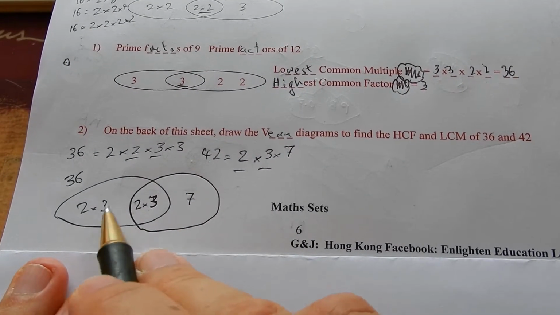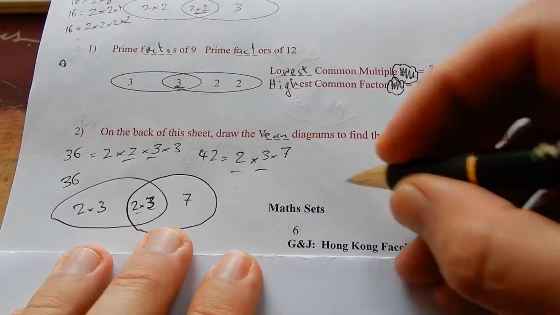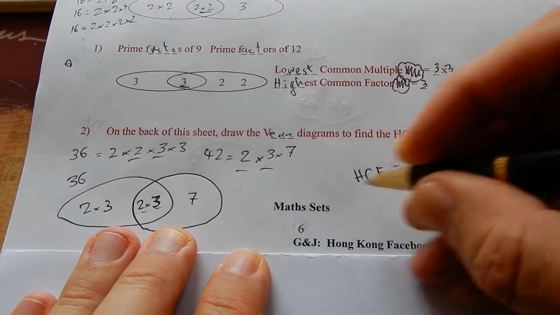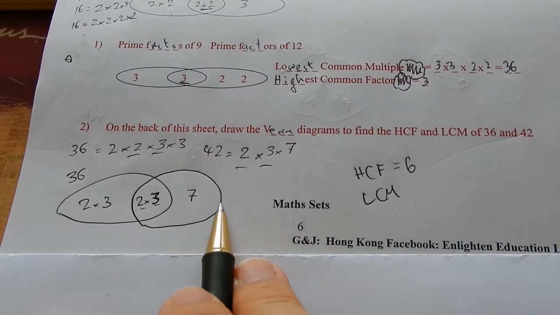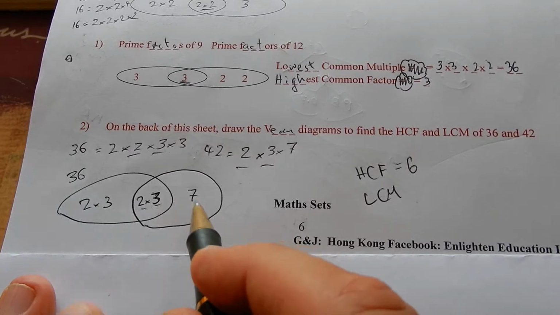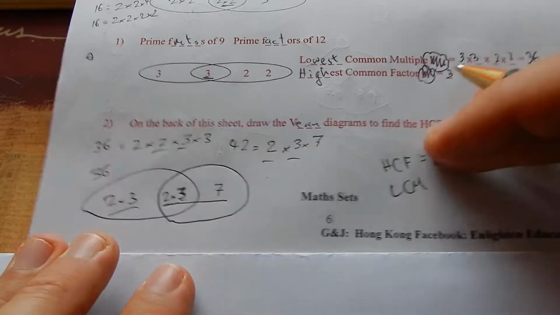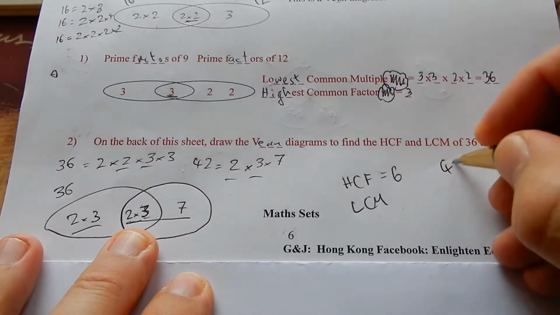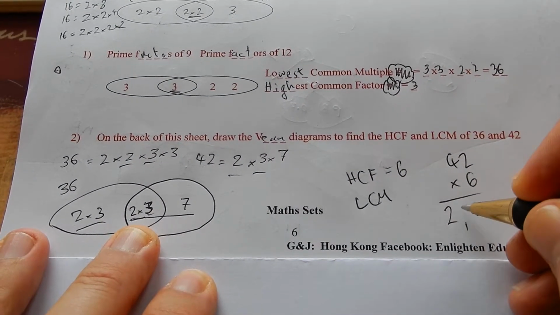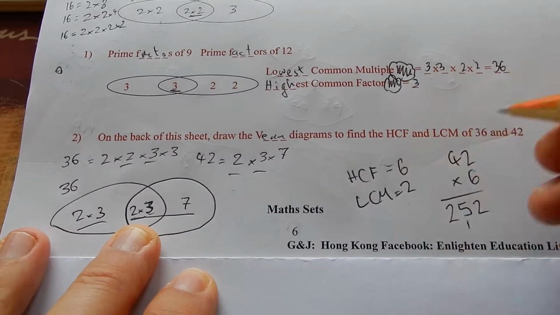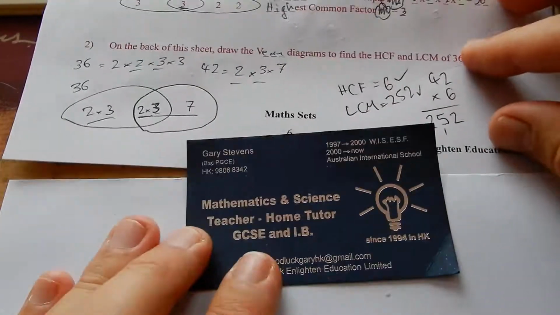Check. 2 times 3 times 2 times 3 equals 36. Check. Right, okay, the thing they have in common, the highest common factor, equals 2 times 3, which is 6. The lowest common multiple is that lot. So I can either do it as 36 times 7, but better for my head is doing 42 times 6. 6 2s are 12, 24, 252. Good. There's my card.